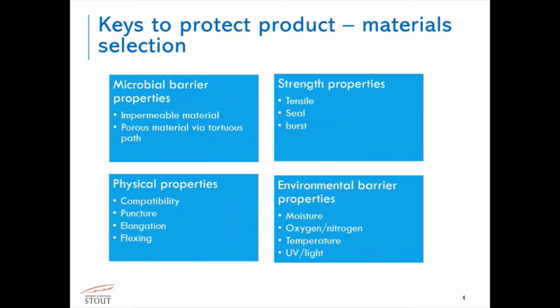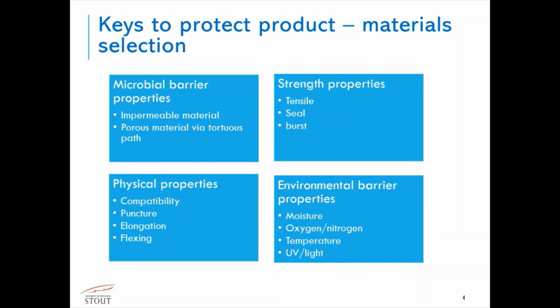Then we're looking for other properties, strength properties or physical properties. Strength properties include tensile strength, seal strength, burst strength, or other physical properties such as resistance to puncture, elongation at break, or flex resistance. Last but not least, there's another barrier property, which sometimes gets confused in medical devices: the barrier property versus microbial barrier. This is the barrier to moisture, oxygen, nitrogen, temperature, and UV and visible light. I call that the environmental barrier properties.